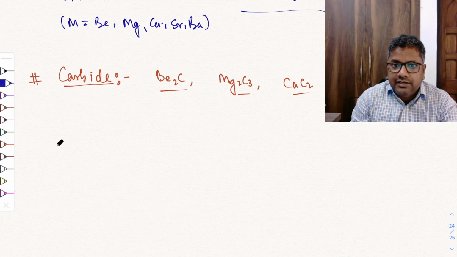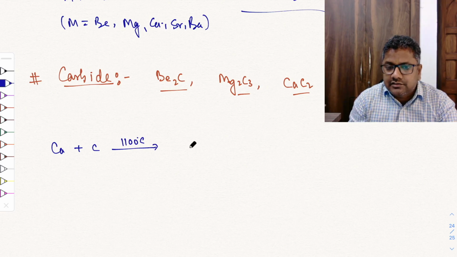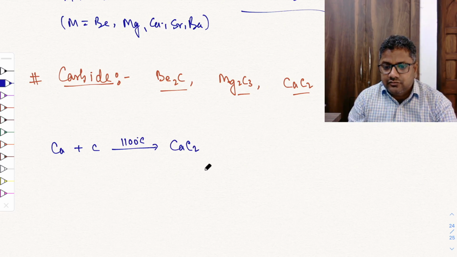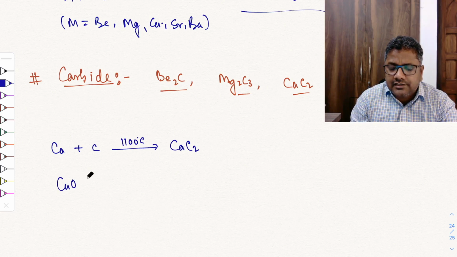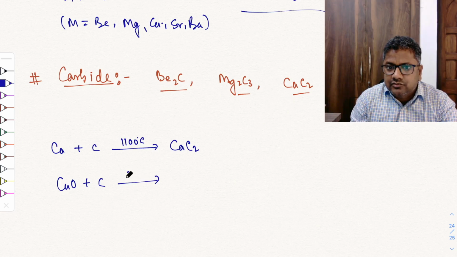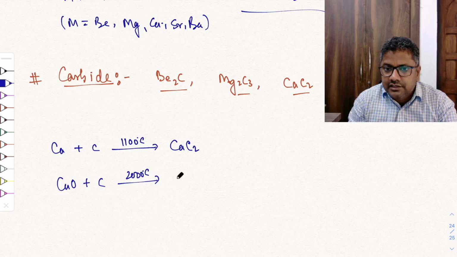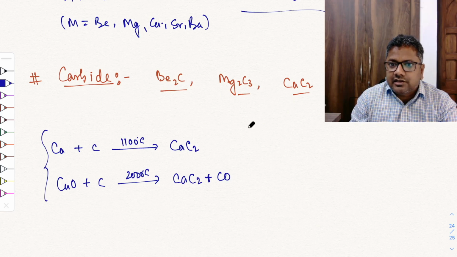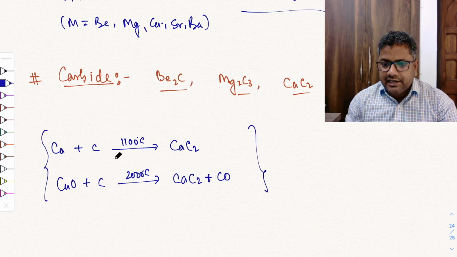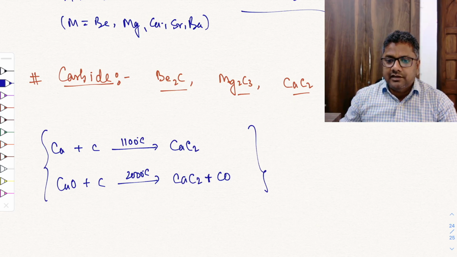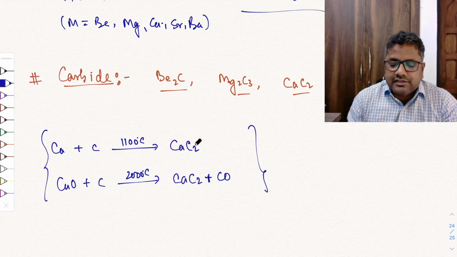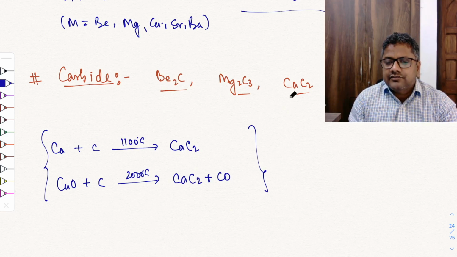Now see, if you heat calcium plus carbon up to 1100 degrees Celsius, you will have calcium carbide CaC2, right? Or if you take calcium oxide plus carbon at approximately 2000 degrees Celsius, this will give you calcium carbide plus carbon monoxide. So these are the methods for direct combination of metal with carbon, and the most important compound is calcium carbide. On hydrolysis it will produce acetylene and calcium hydroxide.